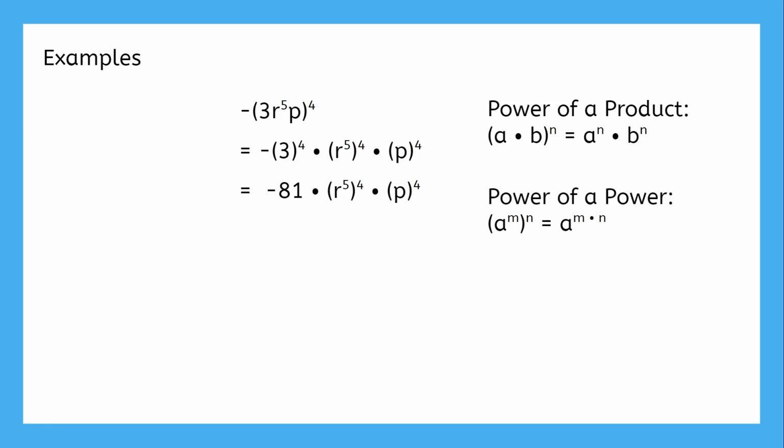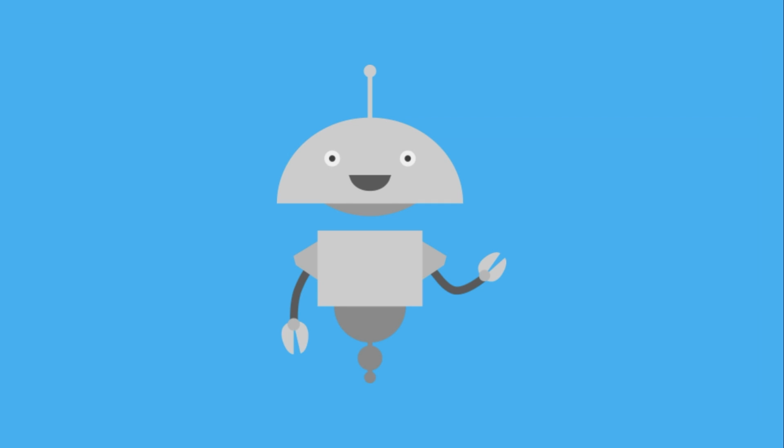Finally, we can use power of a power. R has a power of 5 raised to a power of 4, so they multiply to make 20. The p actually does have an exponent on the inside. We just can't see it. There's a single p, so the exponent is 1. The exponents of 1 and 4 will multiply, and we just end up with p to the 4th. So our final answer is negative 81 times r to the 20th power times p to the 4th power.